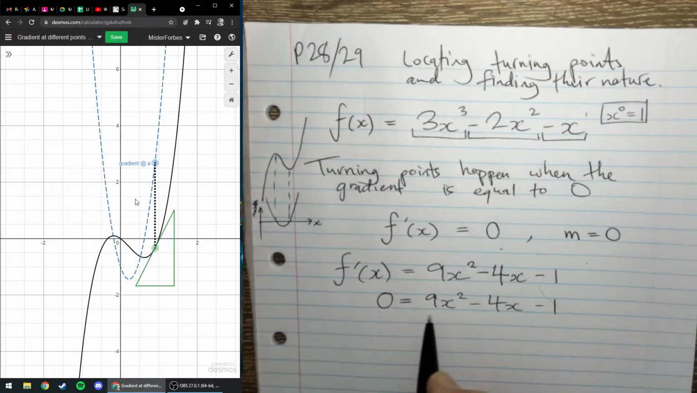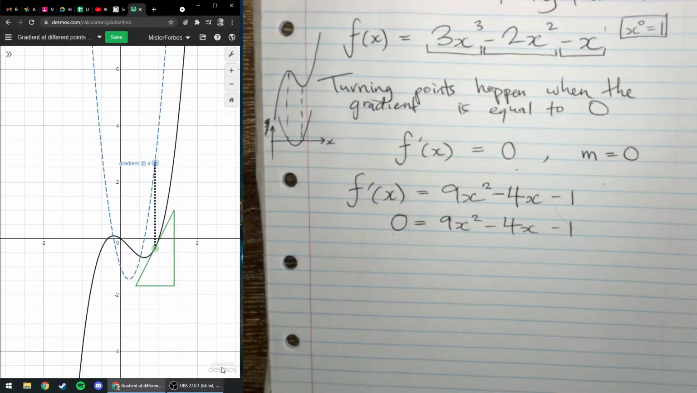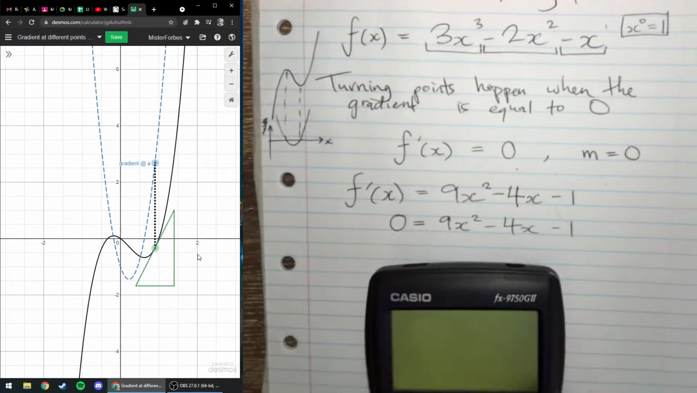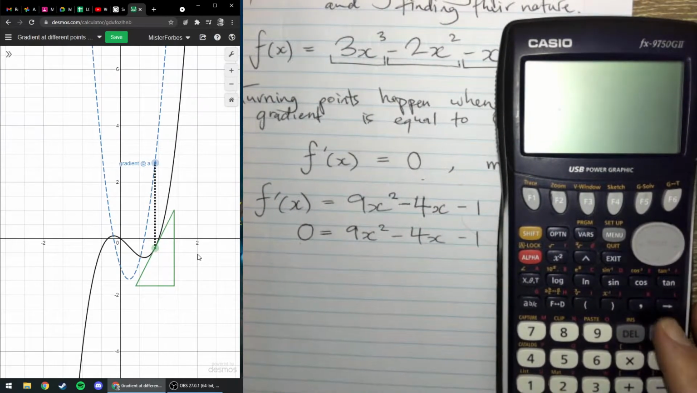Okay, now can we do something fancy to factorize this? I could check by just looking at if these are nice numbers. They are not nice numbers. No, they are extremely ugly numbers. So, in fact, I'm just going to use my calculator. You could either use the quadratic formula or you can use your calculator. So, we're going to use the graphics calculator today.